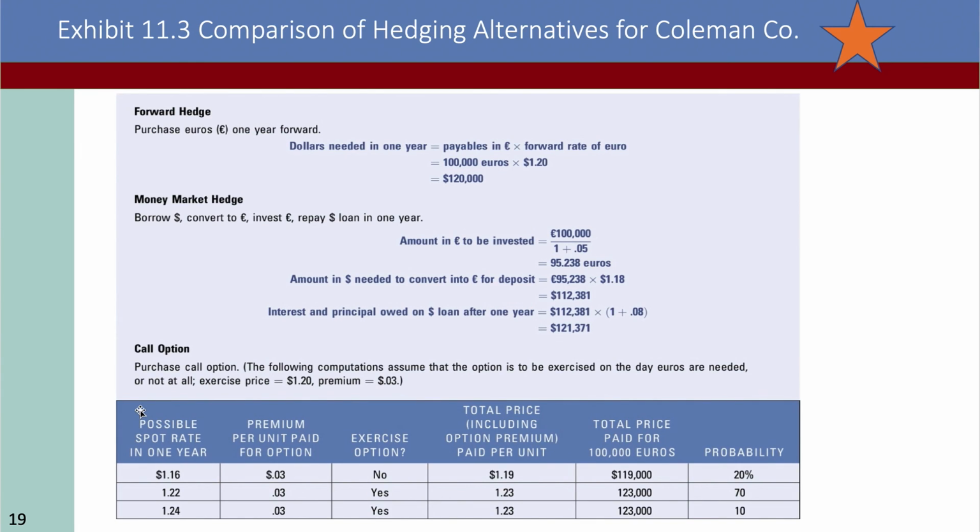Here's a summary. Let's just repeat it again. Forward is straightforward, just using the payable in euro times the forward rate. 100,000 euro times 1.2 dollar per euro. This is a direct price. So the answer is 120K. Money market, it showed you for 100,000 euro, the price for you is 121,371 using the money market, using the corresponding interest rate, right?